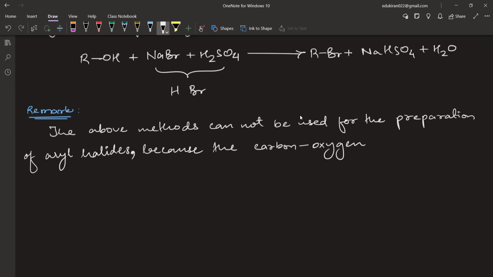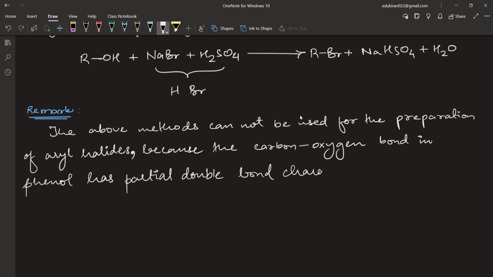That means because the carbon-oxygen bond in phenol has partial double bond character due to resonance and is difficult to break.